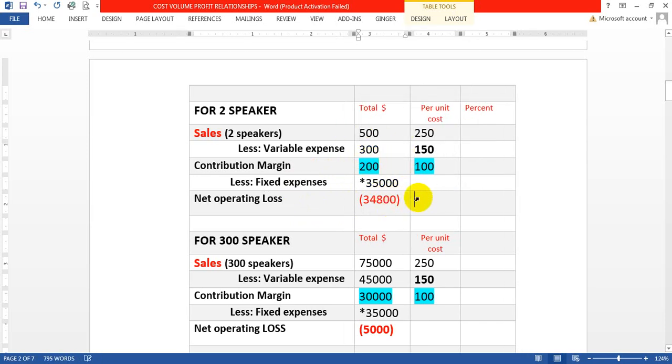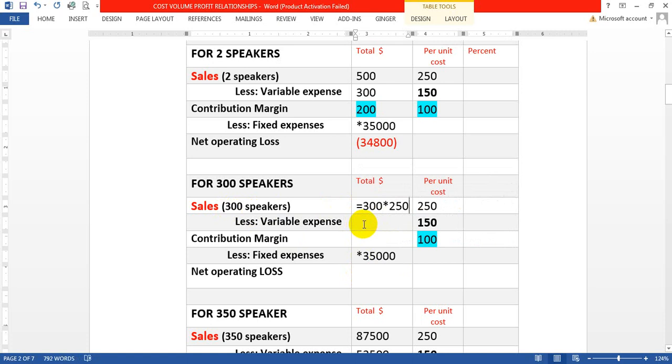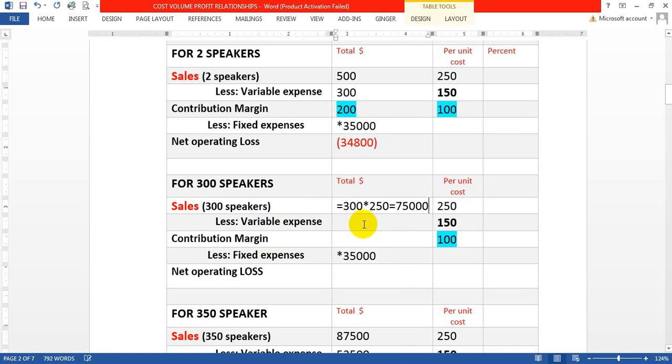500, 300, 200, 35,000. Now we produce 300 units, 300 speakers, right? Now we are manufacturing 300 speakers. Maybe we get a profit. On 300, again calculating, I'm removing these values. 300 multiplied by 250. What did we get? 25 3s are 75. So here we got the value 75,000, right?